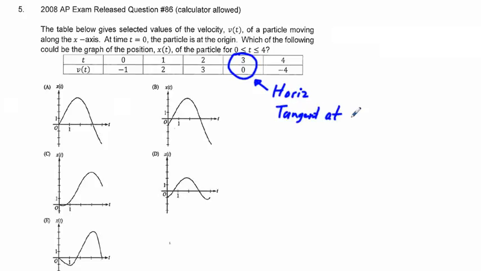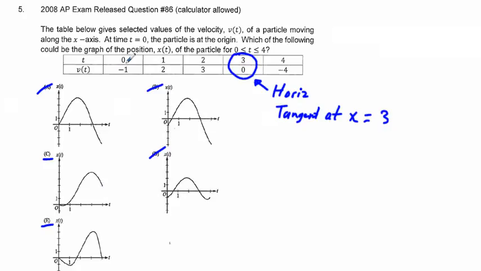At x equals 3, that's what it's going to look like. And so anything without a horizontal tangent at x equals 3 is out. Here at H, we have x equals 2 with a horizontal tangent, x less than 2. And then D is eliminated. So the only possibilities left are C and E.